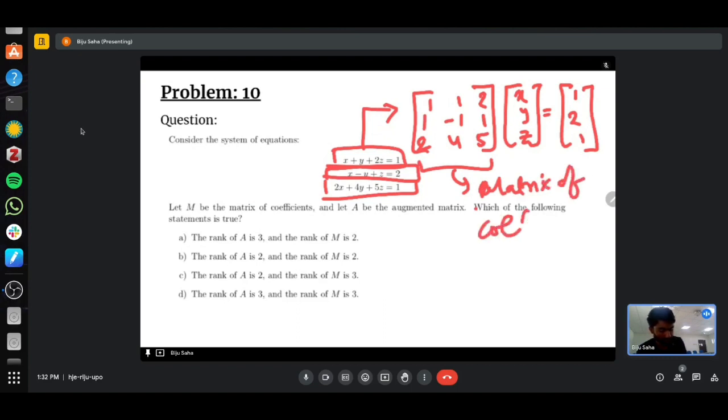This is a matrix of coefficients, and it is denoted by M. And this is my constant, and this is my variable. So what is an augmented matrix?